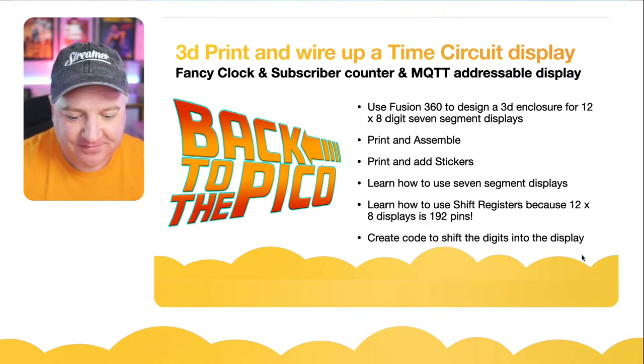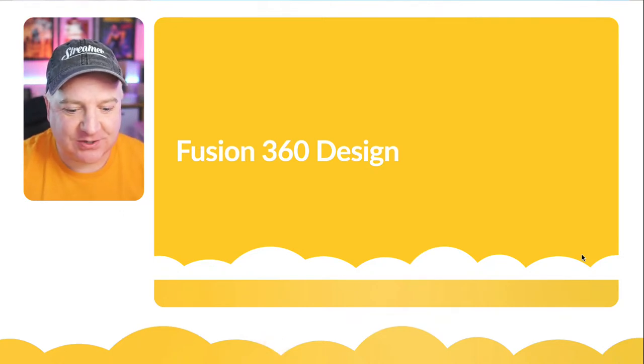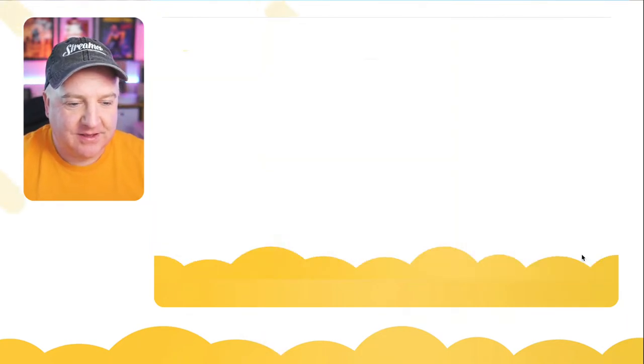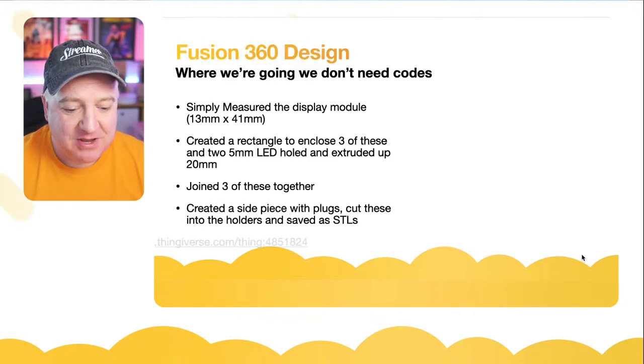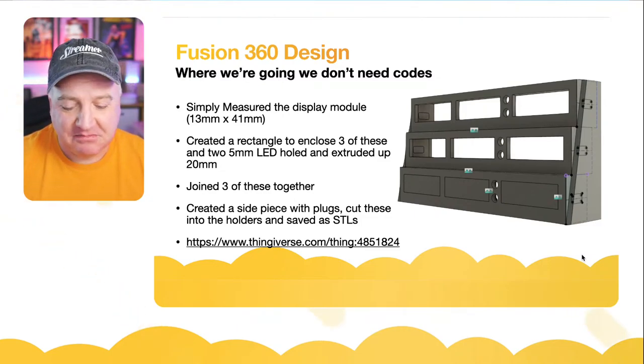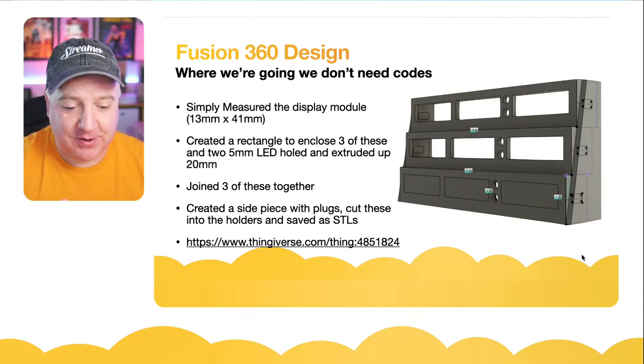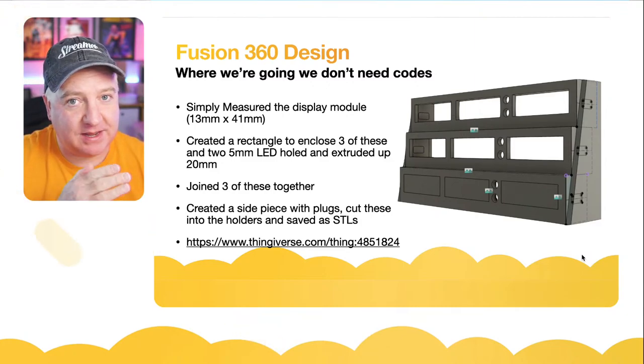Okay, so let's go over to the Fusion 360 design. So this is quite a quick one, like I said. So what I did, I measured the little modules, and they're about 13 millimeters by 41 millimeters. I then modeled one, just basically a rectangle extruded up in Fusion 360, and then I made three of them.